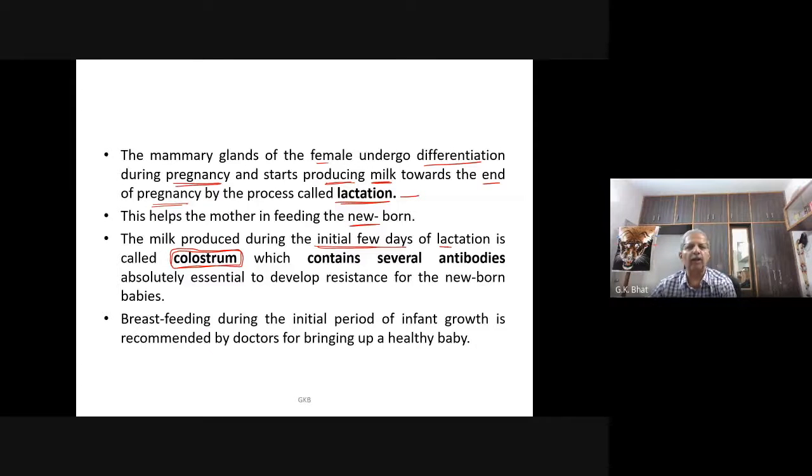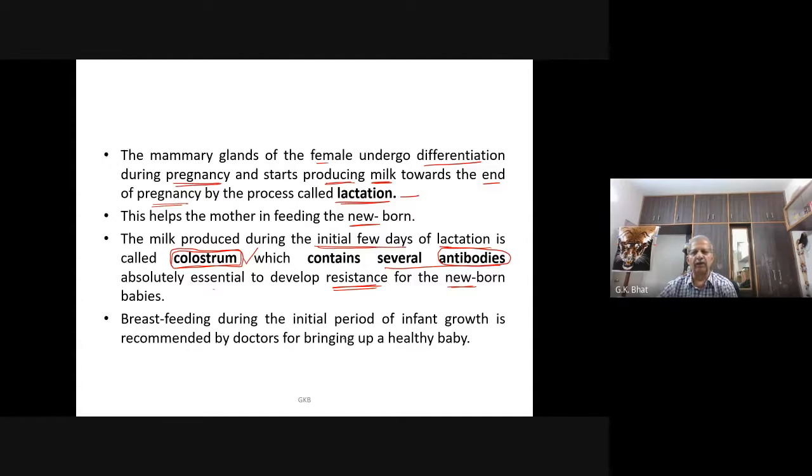which contains several antibodies. This colostrum, the milk produced during the initial few days of lactation, is yellowish in color and contains several antibodies, absolutely essential for developing resistance power in the newborn. Therefore, this milk has a very, very high value because it has several antibodies which enable the baby to have good resistance power.